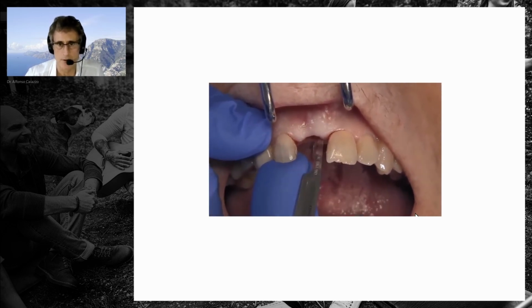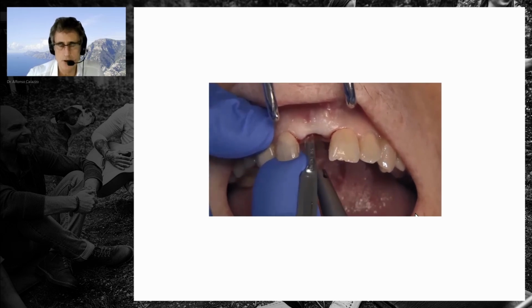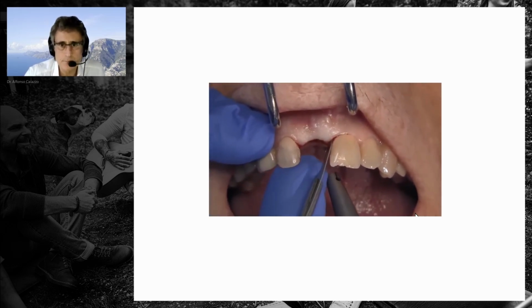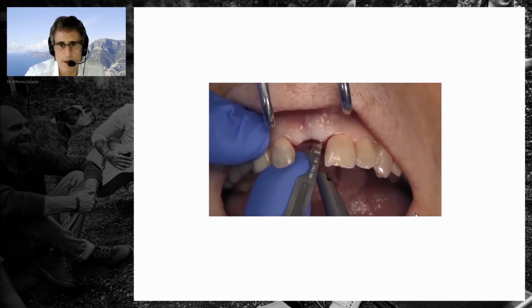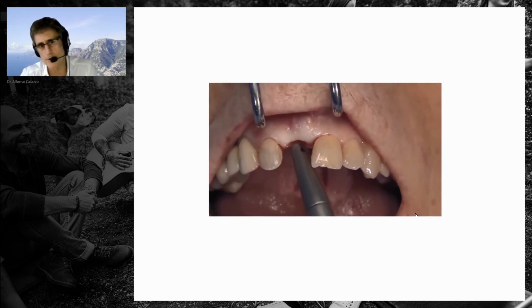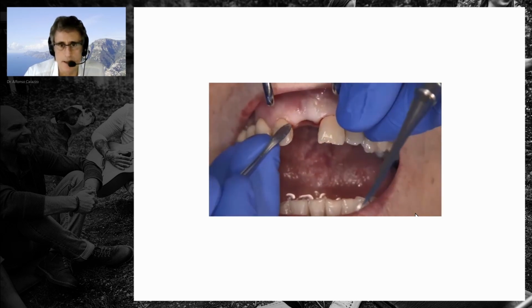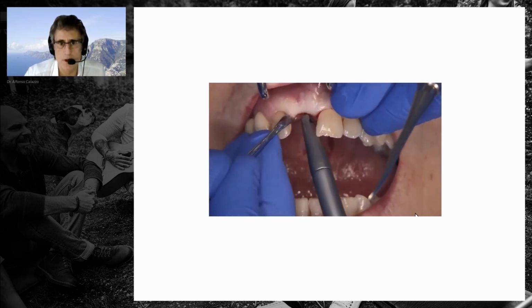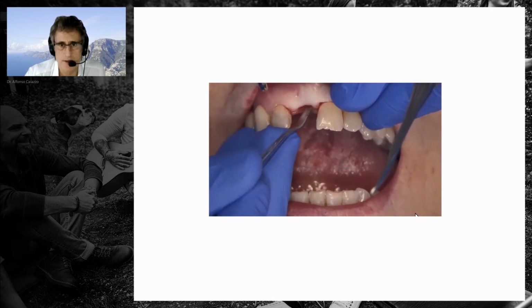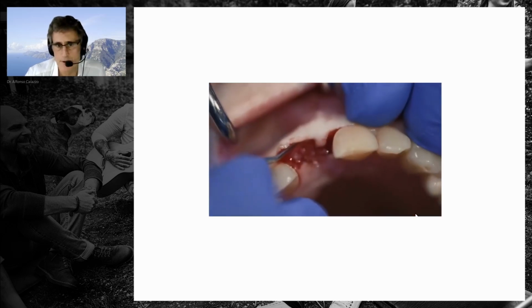But in this case, you didn't have much showing of the root, so I elevated a very small flap in order to reach the root and to be gentle and as atraumatic as possible. So small elevation, with gentle instruments, very small periosteal elevators.